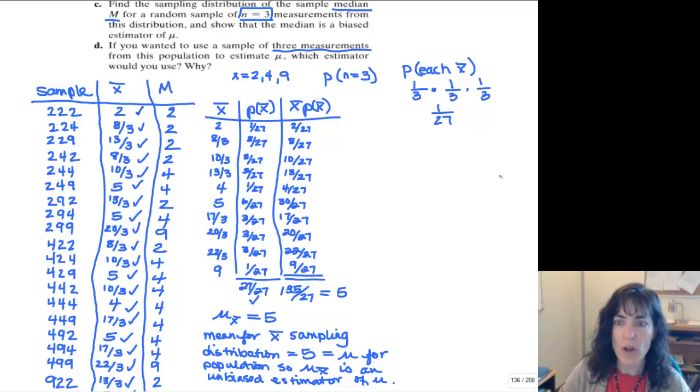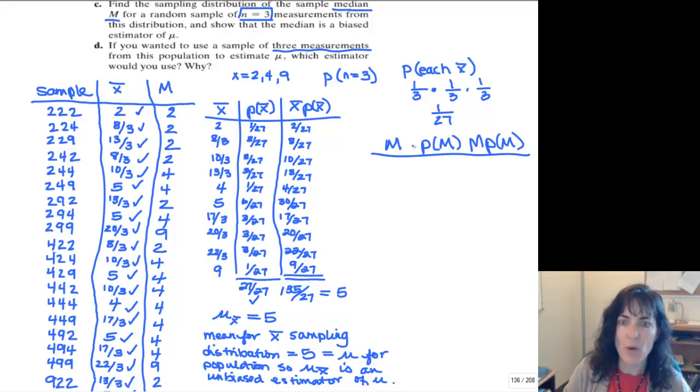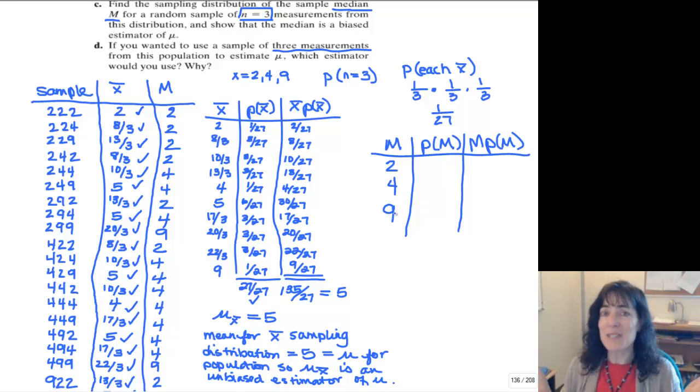What do we have to do? We already calculated all the medians, and it's going to be a lot quicker. You can see that I need the medians, the probability of my medians, and then the median times the probability of the median. Those are the 3 columns I need, but I only have 3 rows, which makes it very quick. So I just have a 2 for a median, I have a 4 showing up, and I have a 9 showing up. That makes sense because we're not doing an average, we're just picking the middle number. So we're only going to have all of the items in our population as our possible medians.